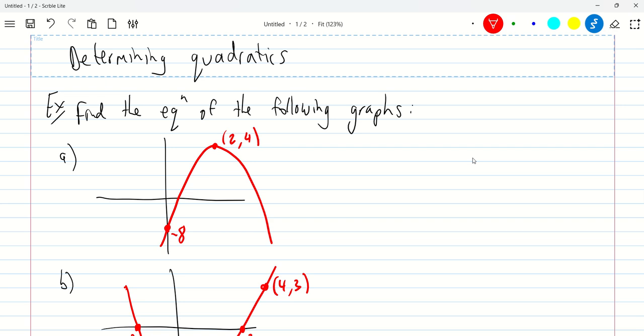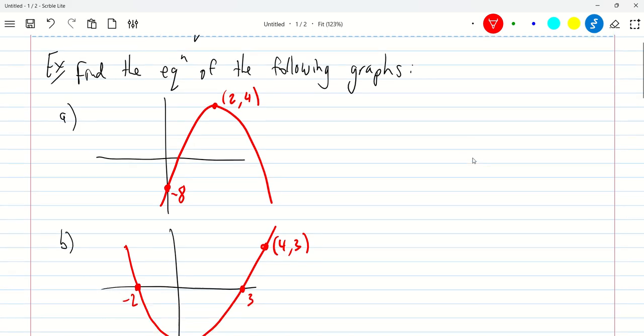Today we're going to have a look at how to find the equations of a quadratic. So if you're given a graph of something and you're asked to find the equation of it, sometimes that's called determining the equation. We're just going to go straight to some examples today, no theory, because the theory has already been covered when we've sketched the graphs. So let's have a look at a couple of examples.